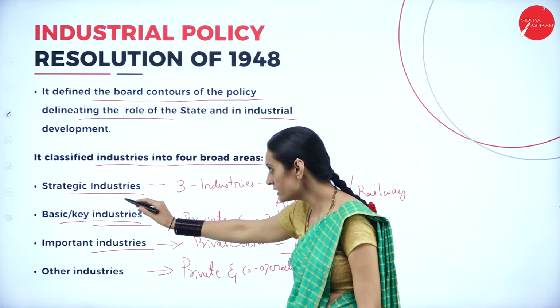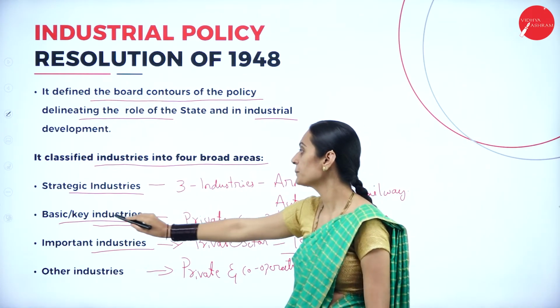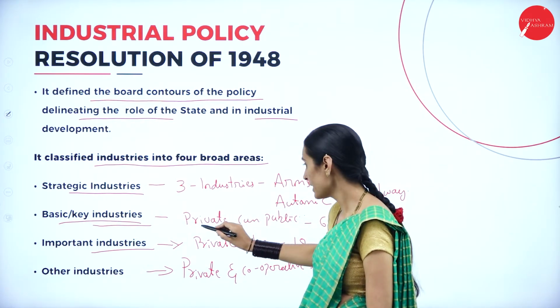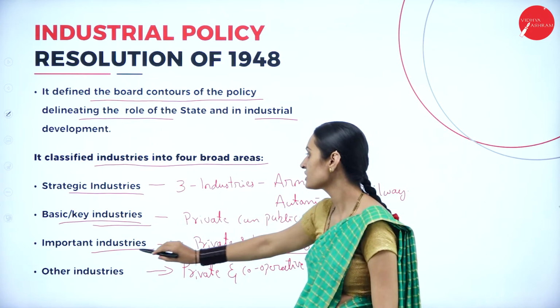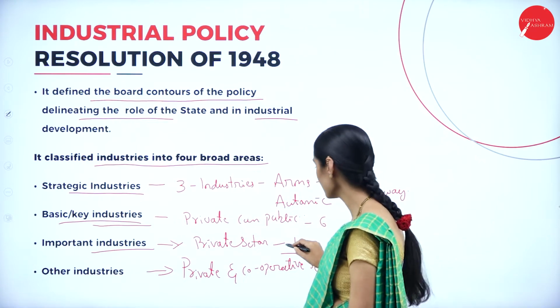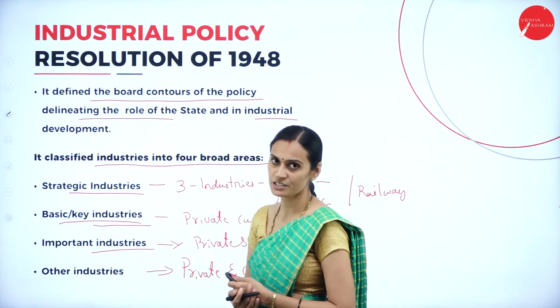So under the first, strategic industries, there are 3 industries authorized by the central government, and under the basic or key industries, there are 6 industries which are managed by private cum public. And next, important industries, which belong to the private sector, there are 18 industries, and the remaining industries belong to other industries.